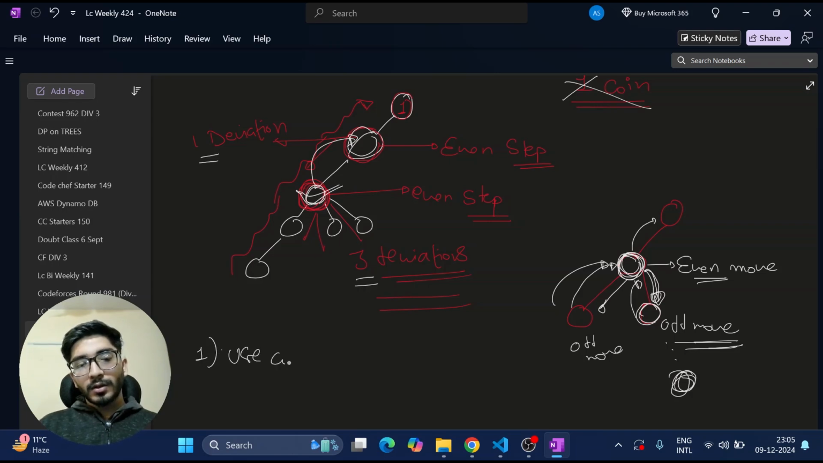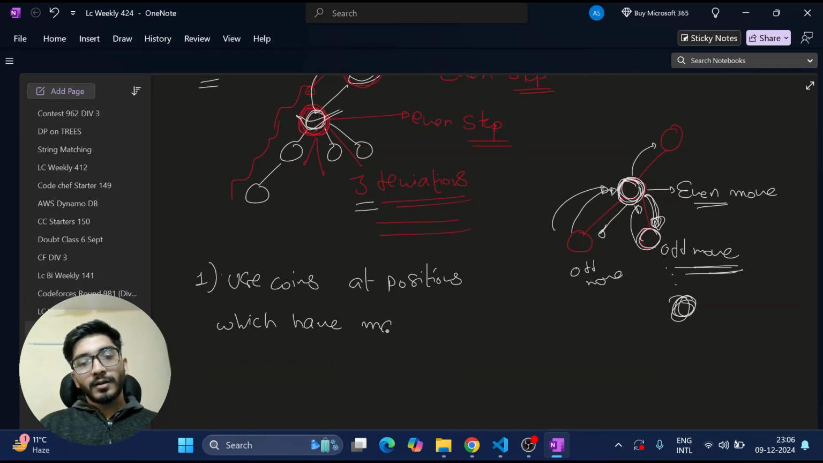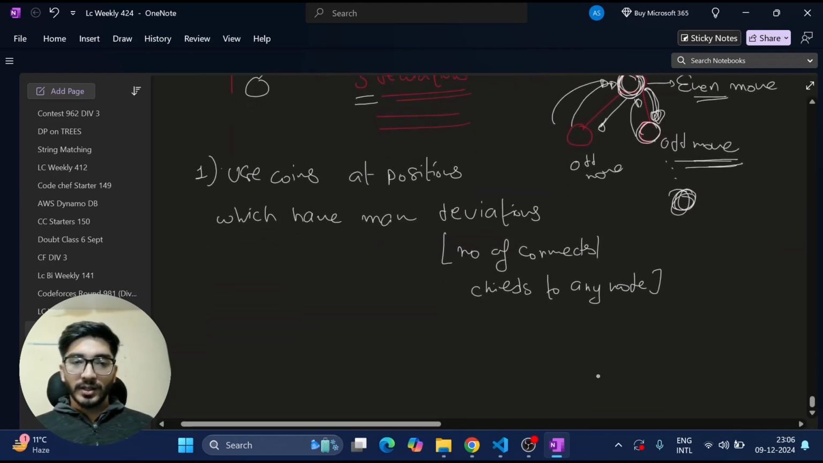So the very first thing is: use coins at positions which have max deviations. Cool. These deviations are nothing but the number of connected children to any node. Cool. This is the very first observation.